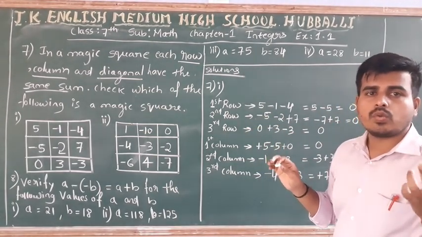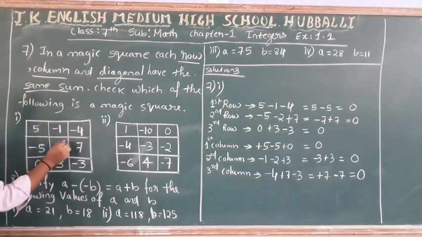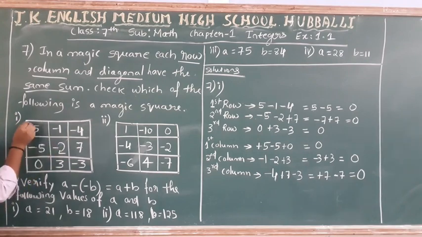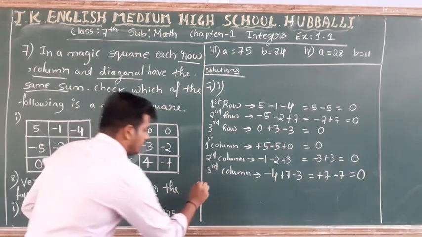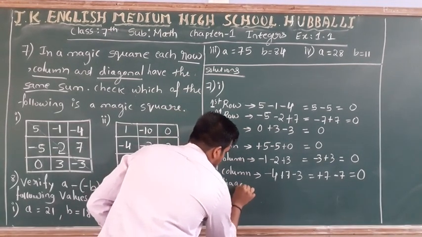Now we have to check the 2 diagonals. We will get only 2 diagonals, no? Like this, like this. 2 diagonals. Okay. First diagonal.